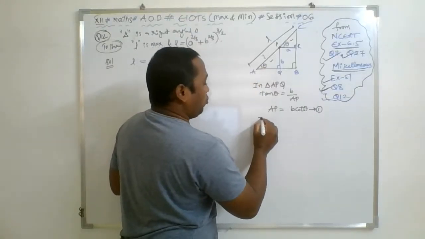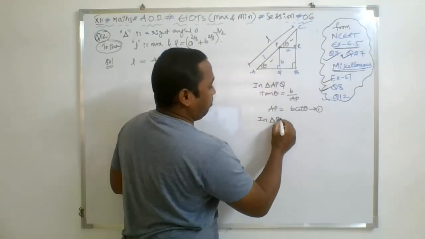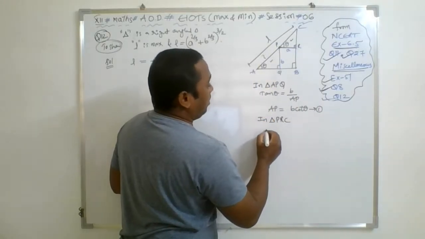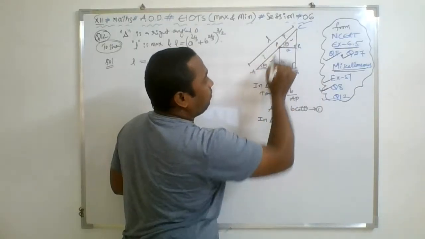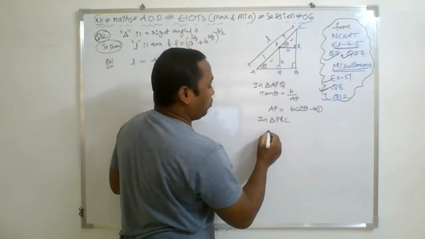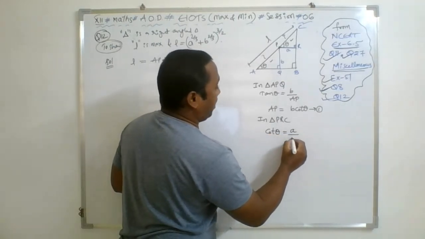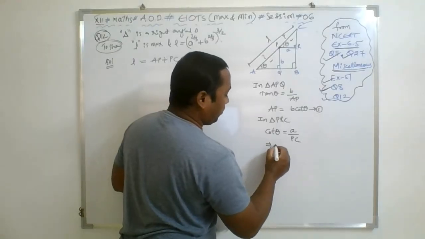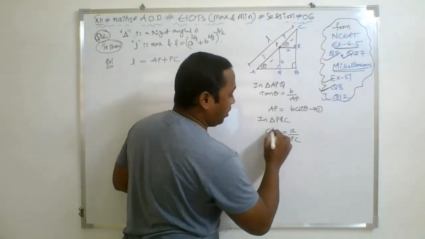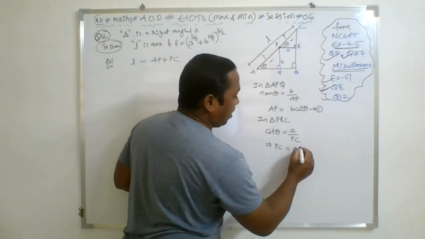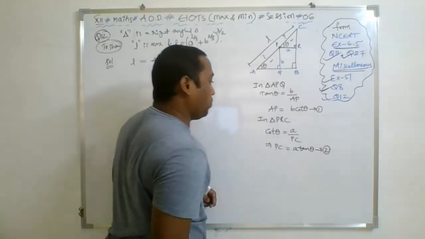Now in which triangle? PRC. I know the length of the base and I want to find the length of the hypotenuse. So the suitable trigonometric ratio is cot theta, which will be given by A by PC. Or you may also write PC is equal to A by cot theta, or A tan theta. So this is result number 2.